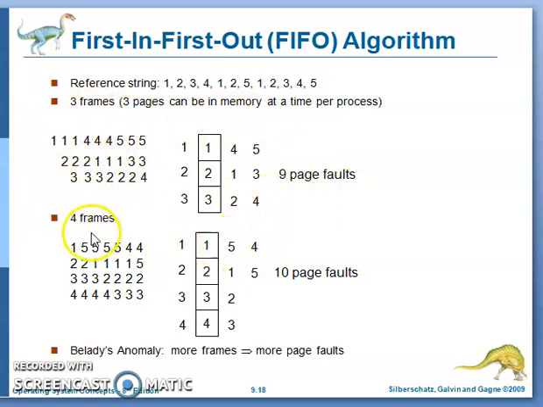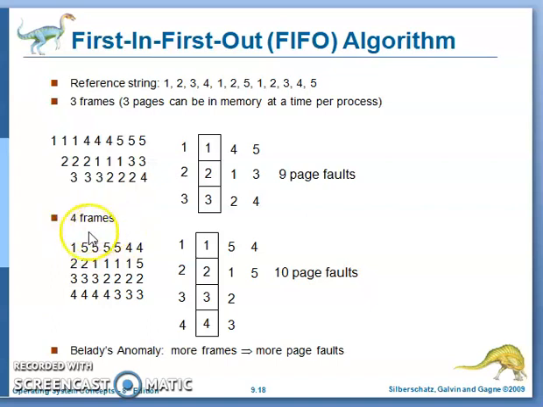For example, consider 4 frames. Whenever the frames increase, page faults must decrease. This is the general rule. So if you consider 3 frames, number of page faults are 9. If you consider 4 frames, page faults must be less than 9. That is the general rule.